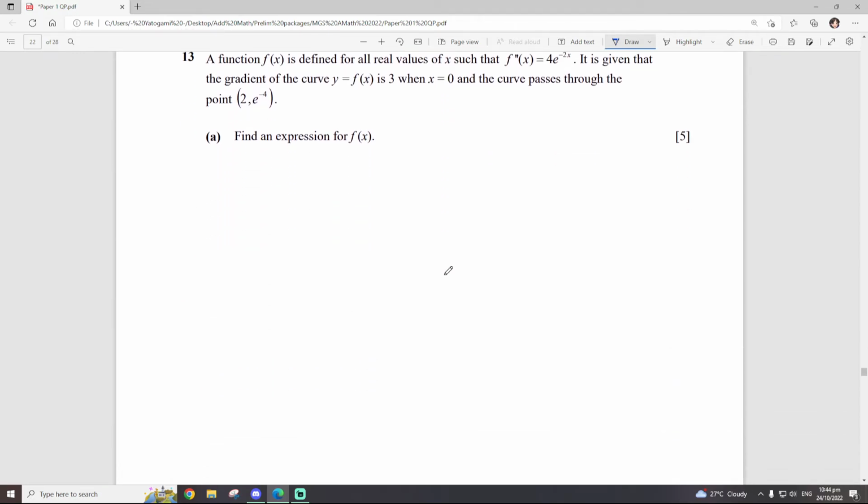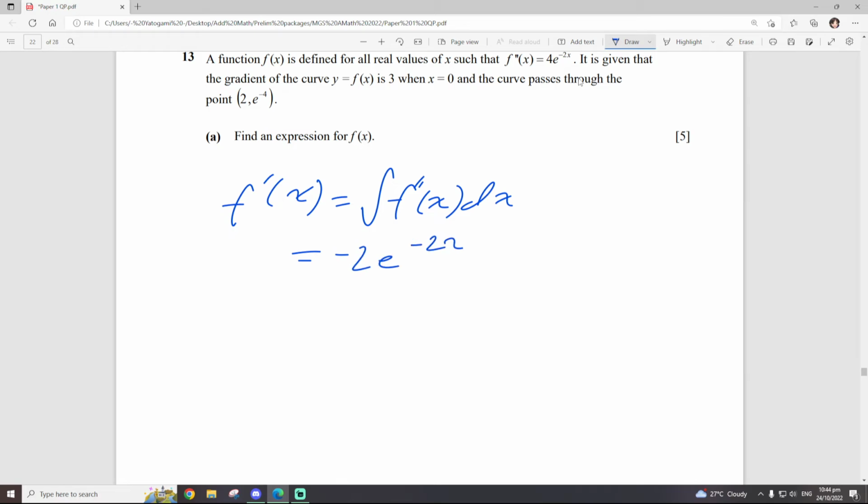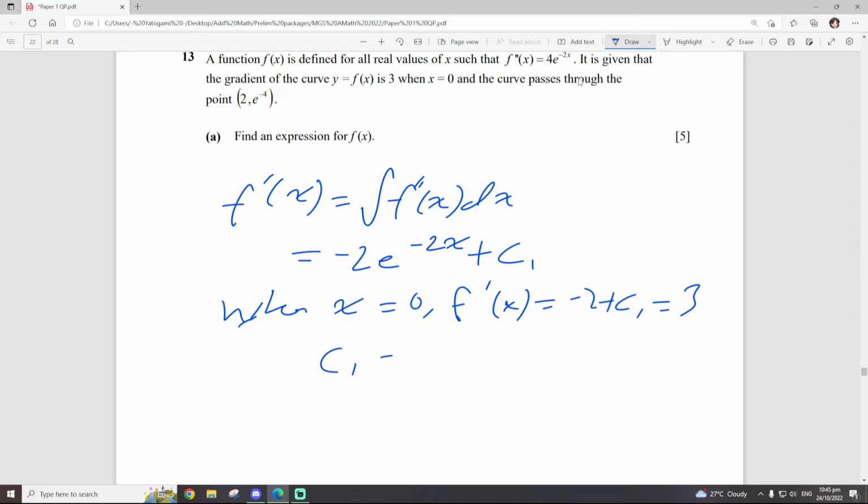A function is defined for all real values of x by this, such that the second derivative is 4e to the negative 2x. The gradient is 3 when x is 0, and it passes through 2, e to the negative 4. So f prime x will be the integral of f double prime x dx, which is minus 2e to the negative 2x plus c1. When x equals to 0, f prime x equals to minus 2 plus c1 equals to positive 3, so c1 equals to 5.